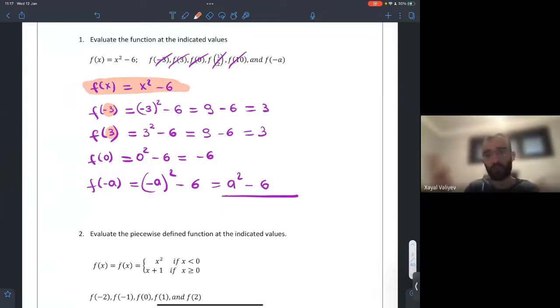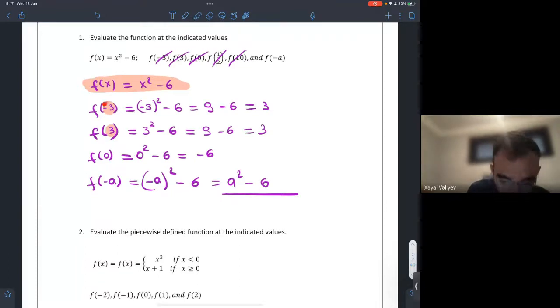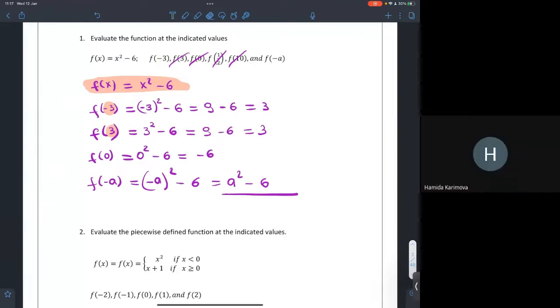I'm just finding, we have a general function. This is x squared minus 6. Okay, and I'm calculating the value of this function at negative 3. Why? Because that's what they want me to do. Because they're asking for this. There is -3.